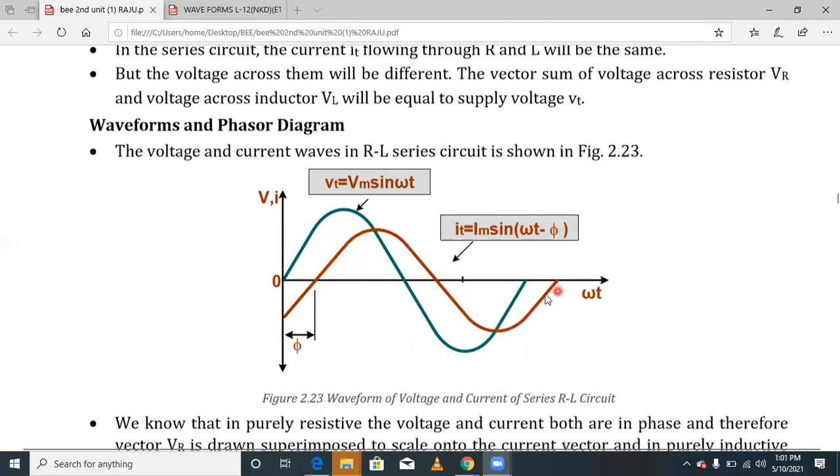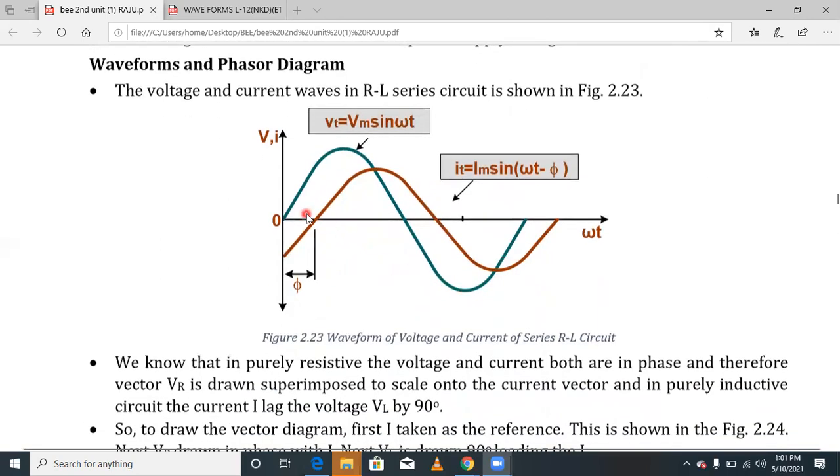Because of the inductance effect, the current is always lagging. So that's why, after 5 degrees onwards, the current waveform is starting.